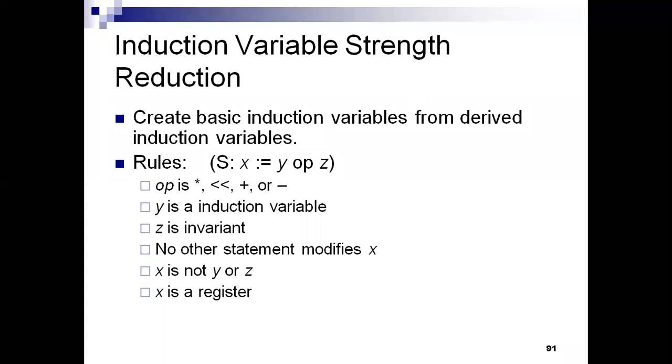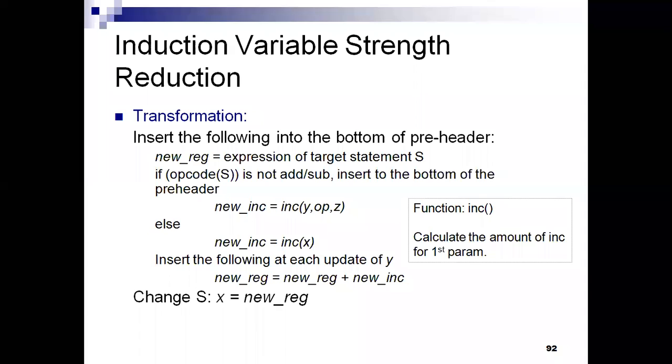No other statement modifies z, which shows that it is loop invariant, and no other statement modifies x, because x should hold the value of the computation performed with y and z. So x is not y or z. X is just a register. It always defines. And induction variable strength reduction is also a transformation.